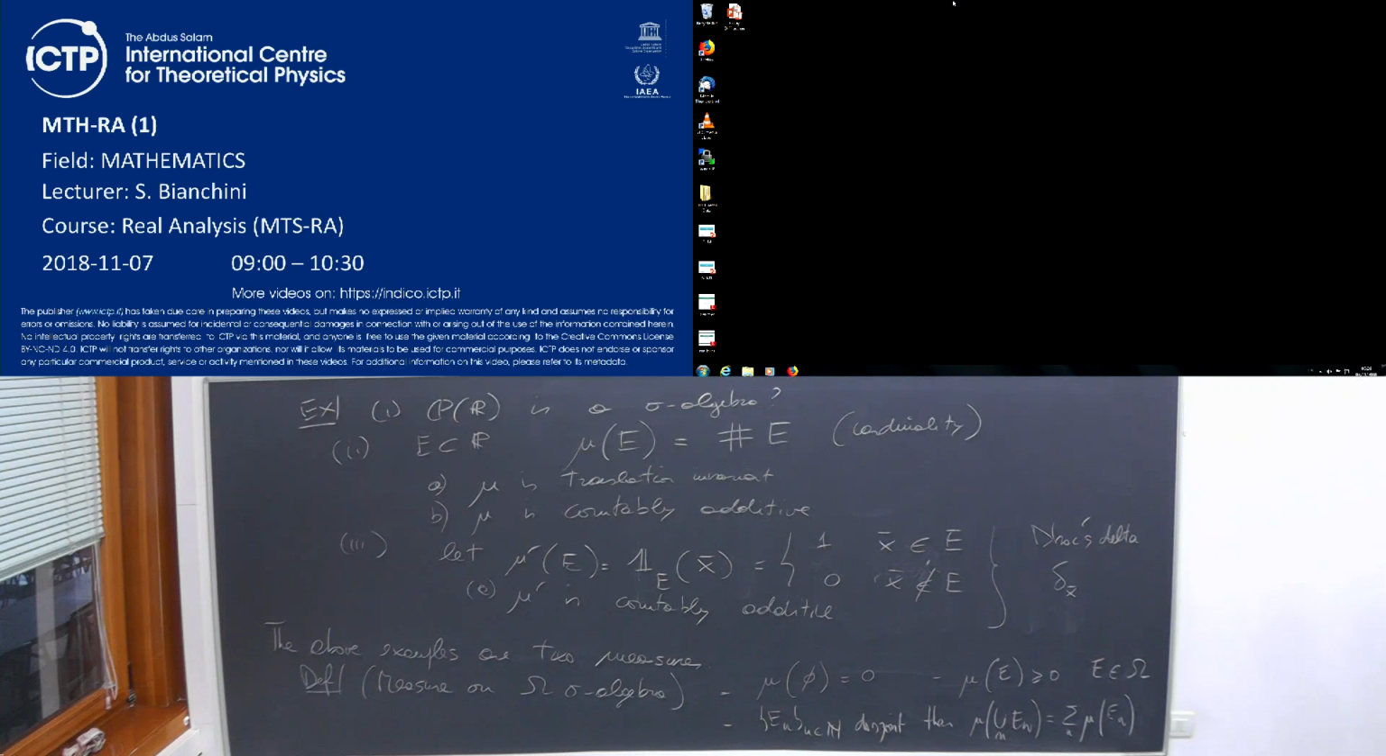So now, the first thing is that these are very easy examples, but they are not the ones you have to repeat when I ask you about an example of a measure, because they are too easy. They are important, but not as important as the Lebesgue measure. So now we start with the construction of the Lebesgue measure.